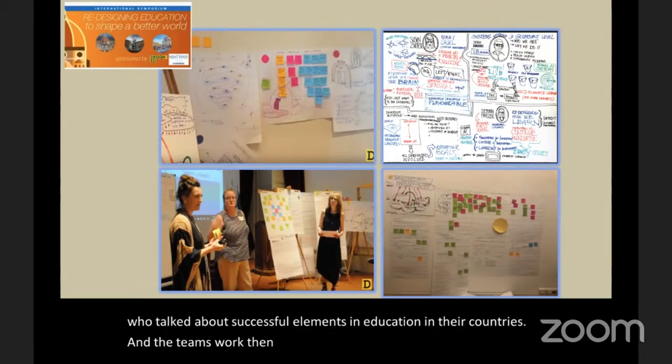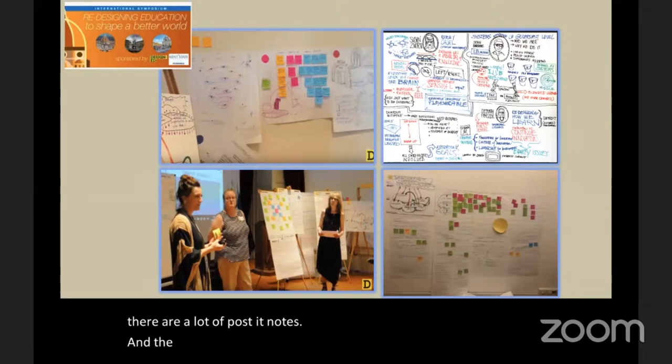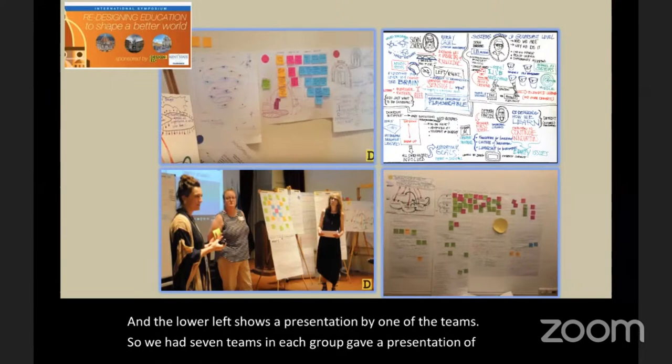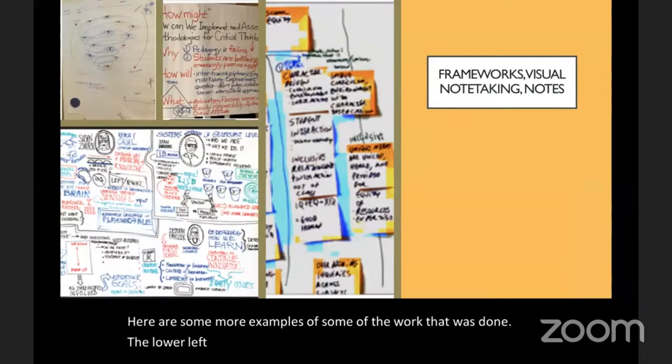I'm showing here some of the artifacts of their work. As you can see, there are a lot of post-it notes. And the lower left shows a presentation by one of the teams. So we had 7 teams in each group gave a presentation on a particular topic that they worked with. Here's some more examples of some of the work that was done. The lower left corner shows an example of our visual note taker who drew and wrote what speakers were saying and documented the whole event that way. It's just a fascinating process.